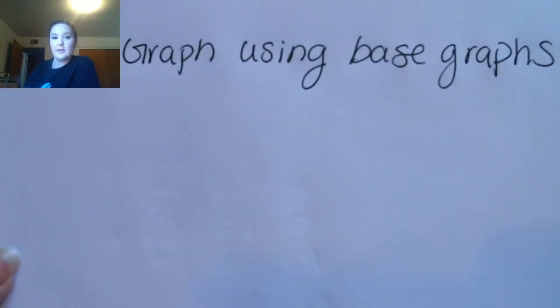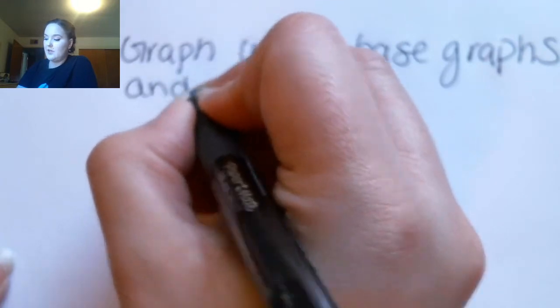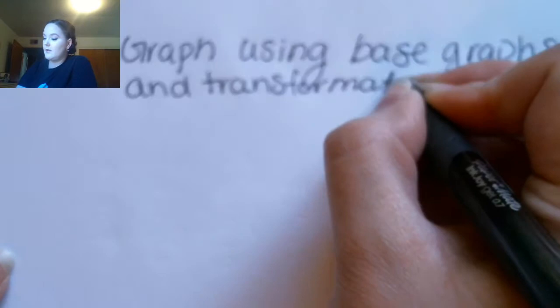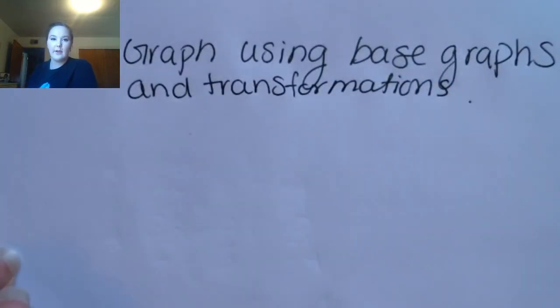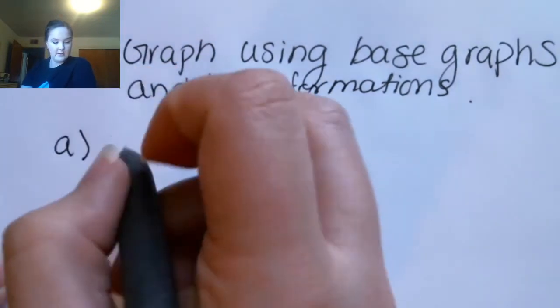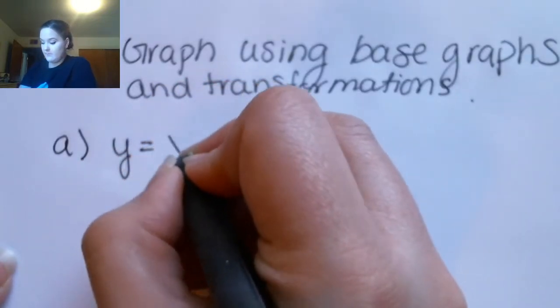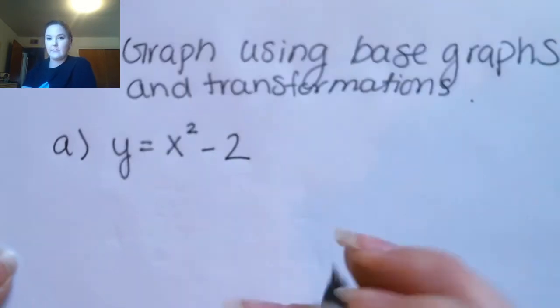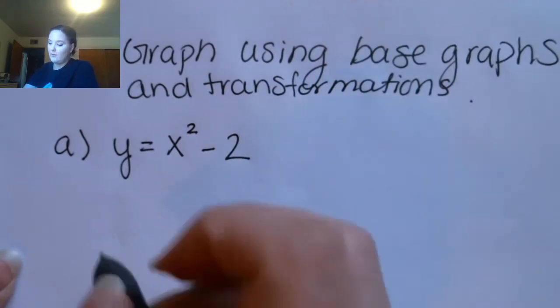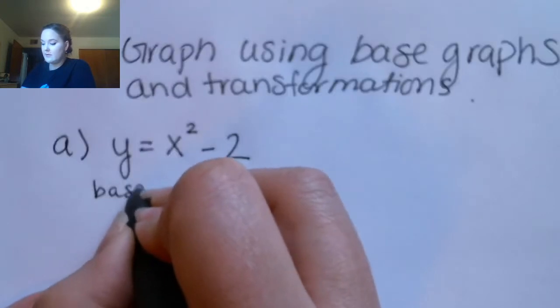I want you to see the directions that I will normally use for these types of examples. So we're going to graph using base graphs and transformations. Let's look at some examples of this. So the first thing I want to do is think about my base graph, which I know looks like this, right?